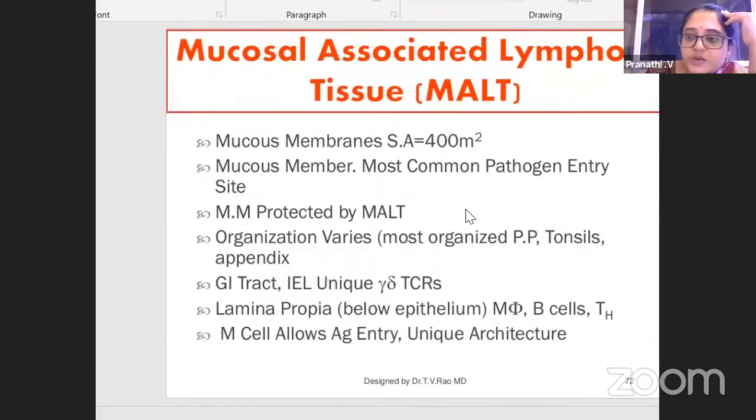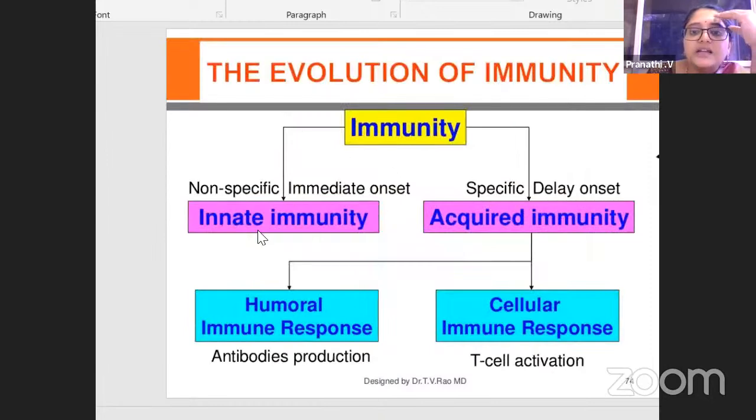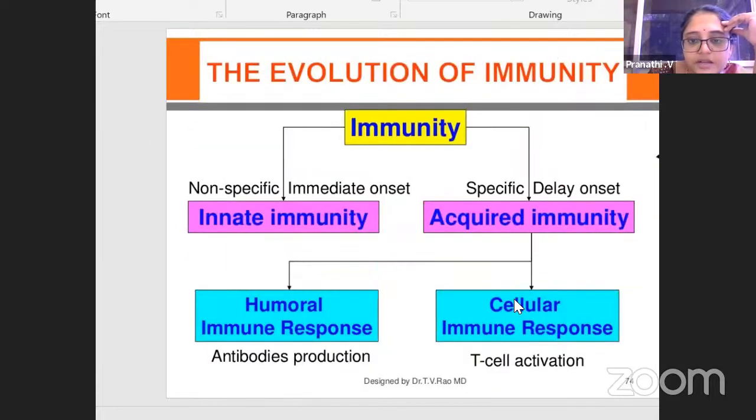Now we have the mucosal associated lymphoid tissue, like I told you. This is how it is present, known as the Peyer's patches or lamina propria. Through this, we have different kinds of pathogens being attacked when they are exposed in the intestinal region. So immunity has both innate and acquired immunity, which again develops into humoral or cellular response based on the kind of cells that are being released.